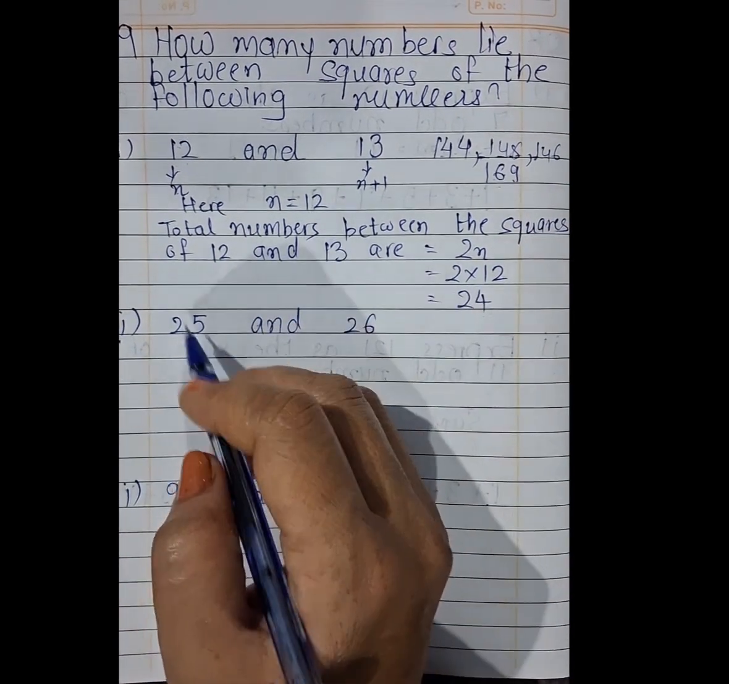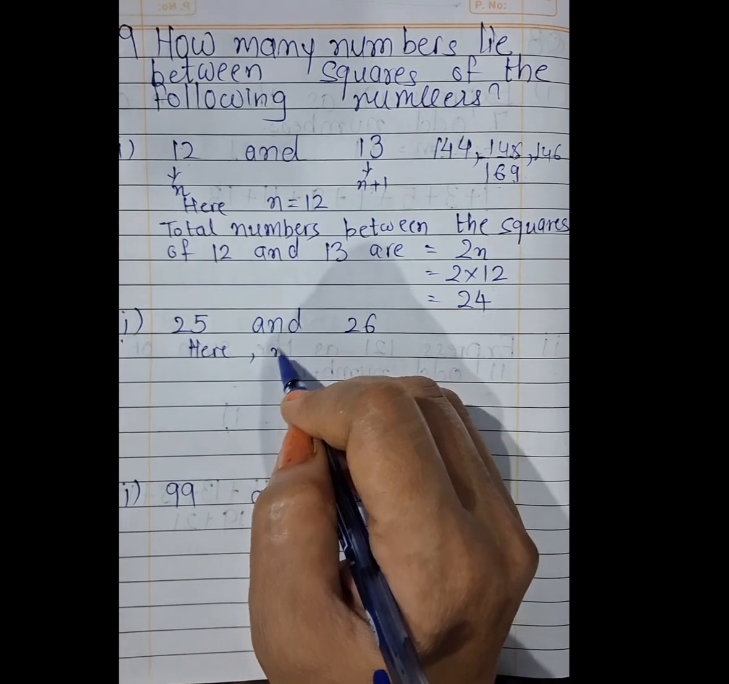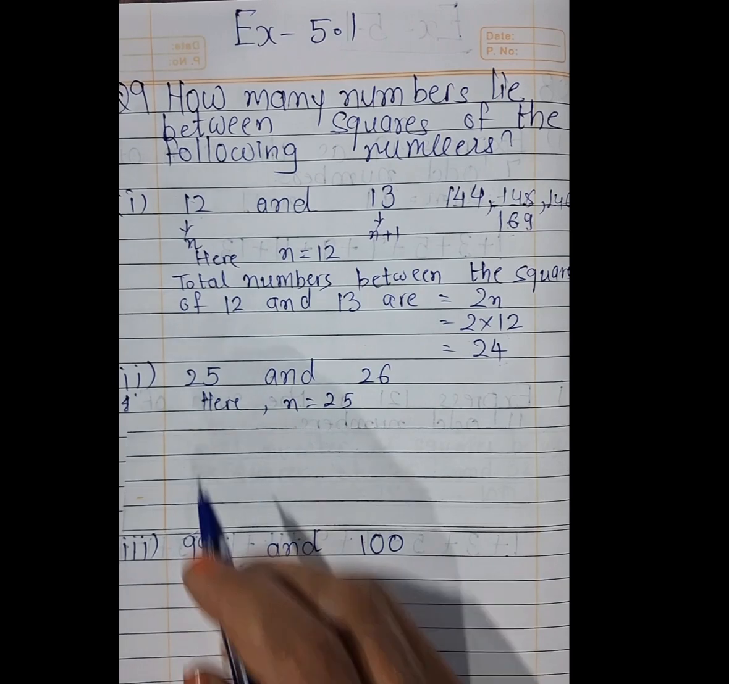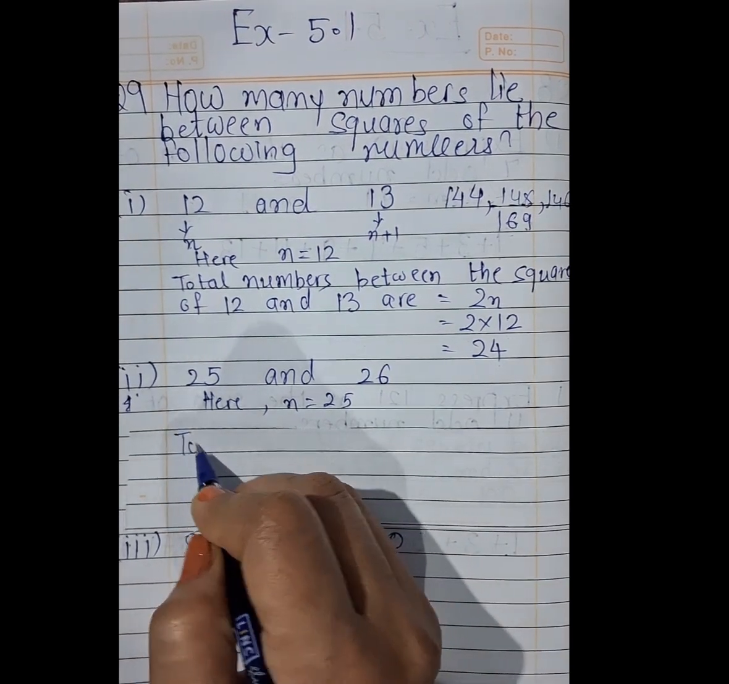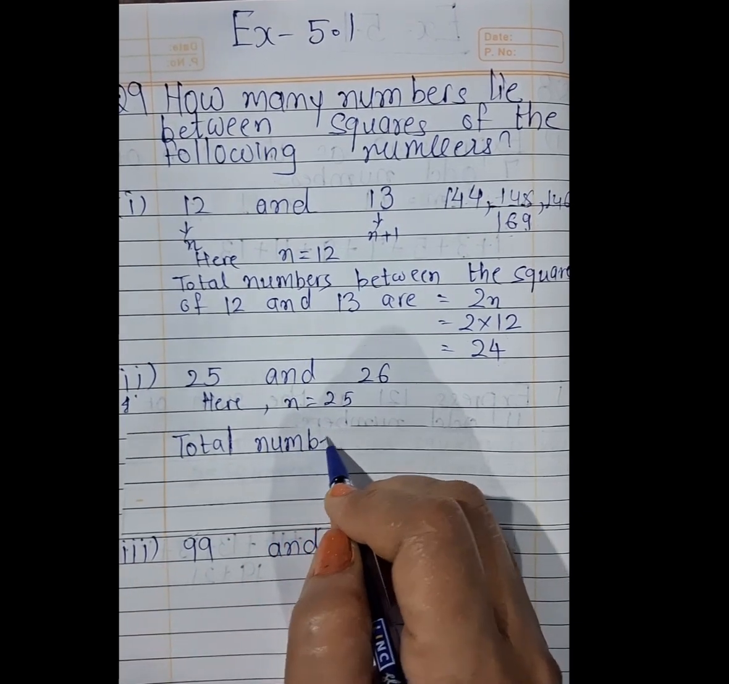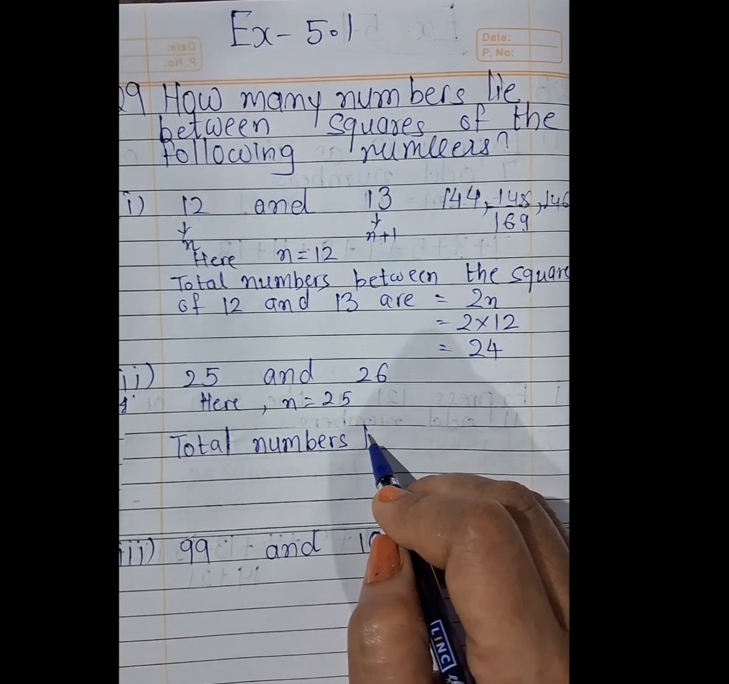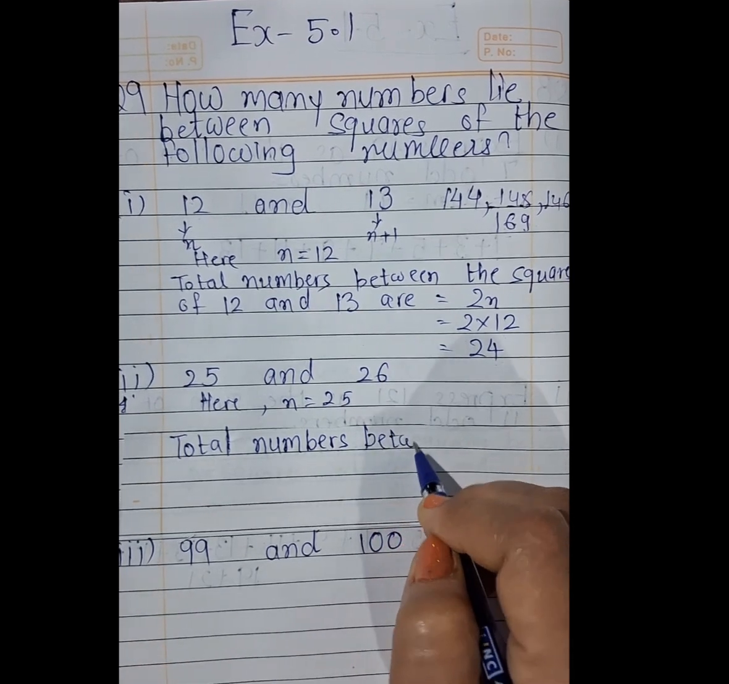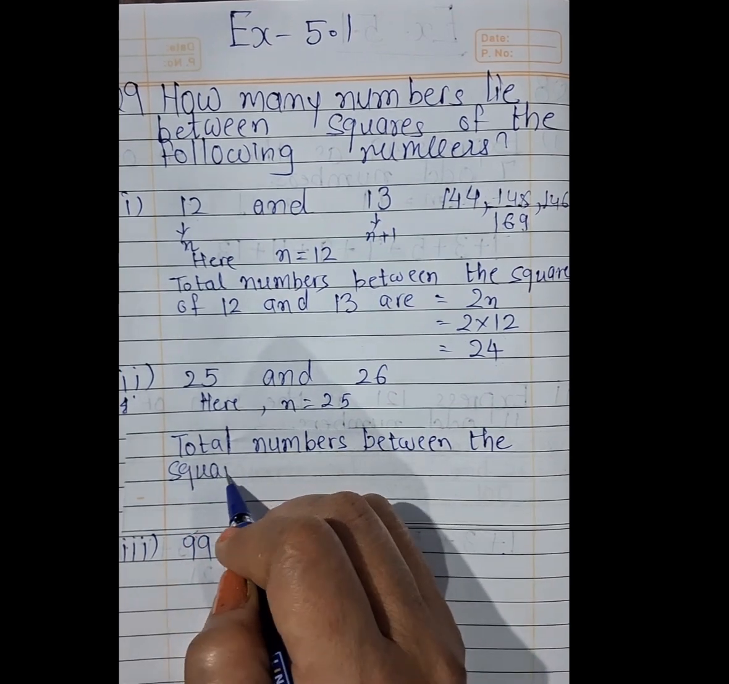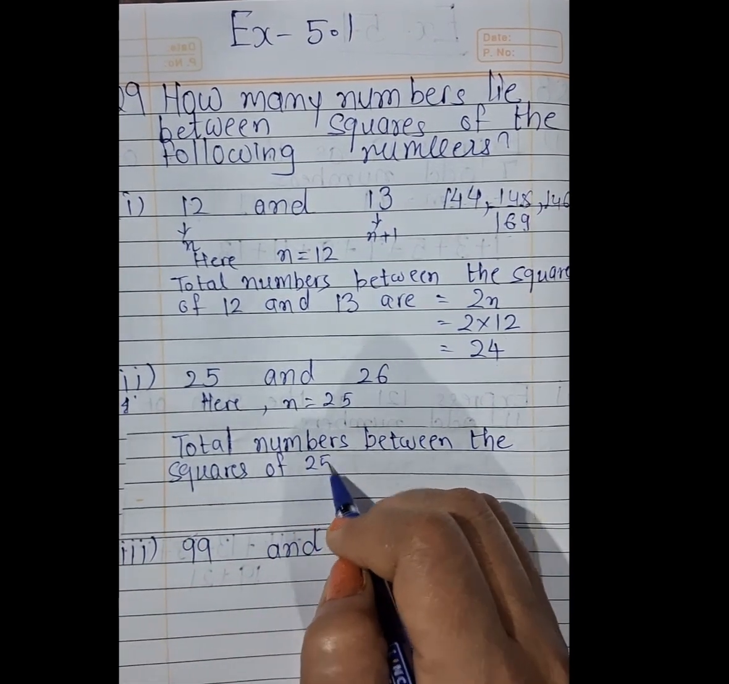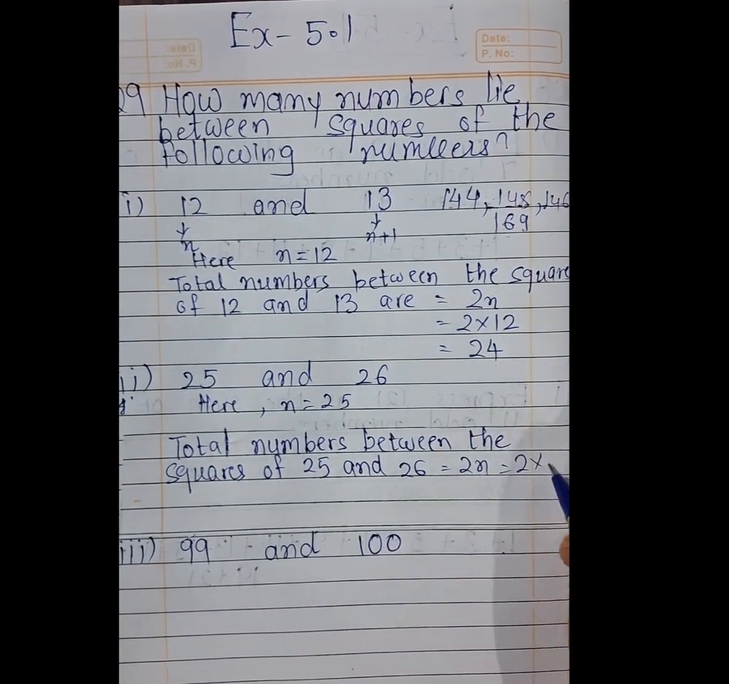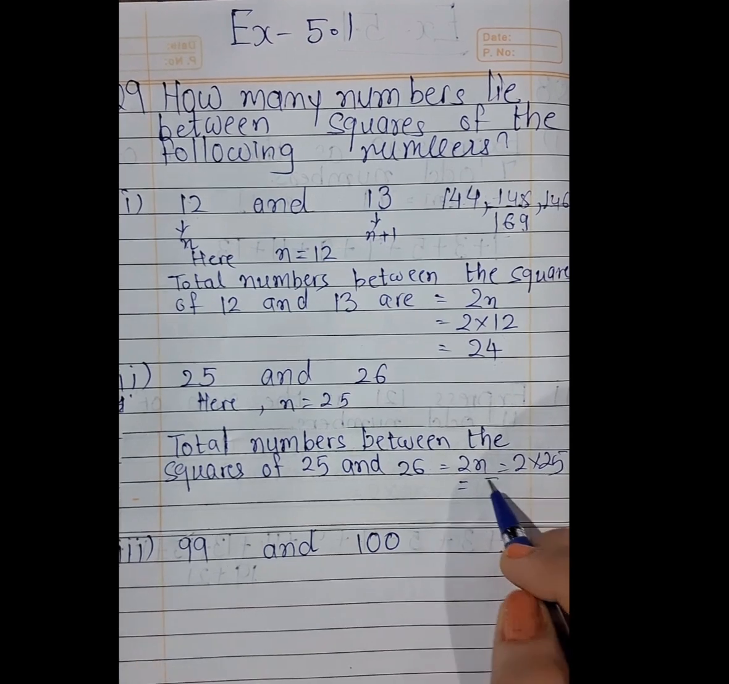Now moving on to the next question. Here, let n is equal to 25, 25 and 26. So here n is equal to 25. So total numbers between the squares of 25 and 26 is equal to 2n is equal to 2 into 25 is equal to 50.